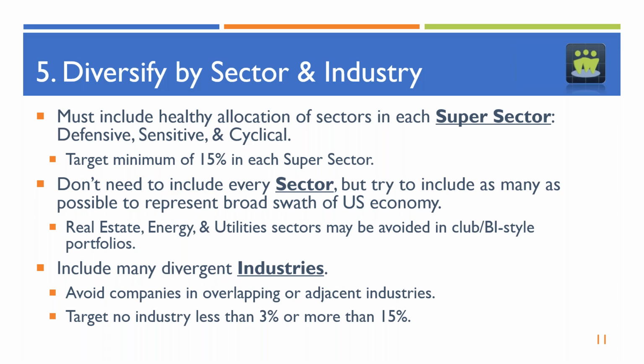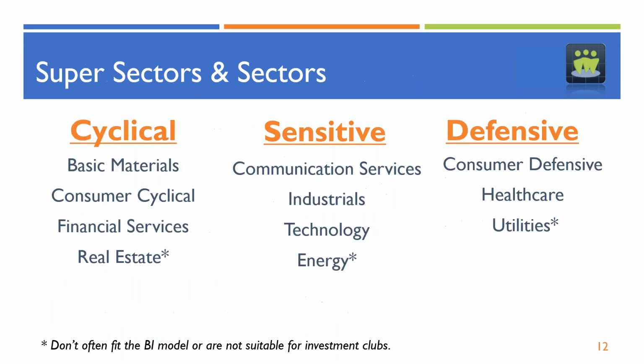And so loading up on 2 companies from those 2 separate industries is not providing the maximum diversification that you might be expecting. My rule of thumb is that no industry group should be less than 3% as represented by a single company, or more than 15%. That's a rough figure.